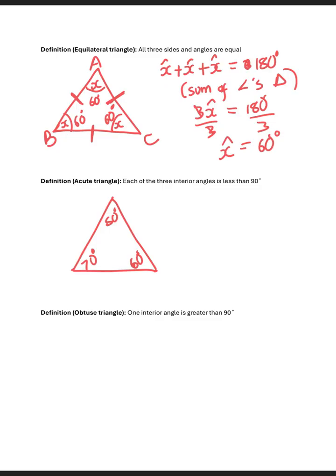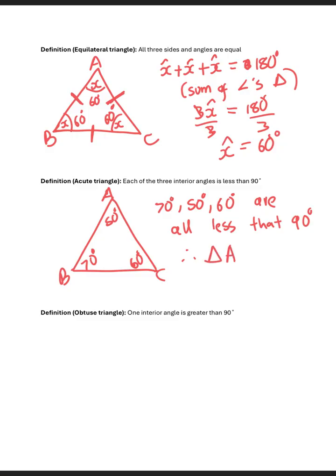So 70 degrees, 50 degrees, and 60 degrees are all less than 90 degrees. So it means we have ABC. Therefore triangle ABC is an acute angled triangle. So that's an acute angle triangle. All the interior angles must be less than 90.